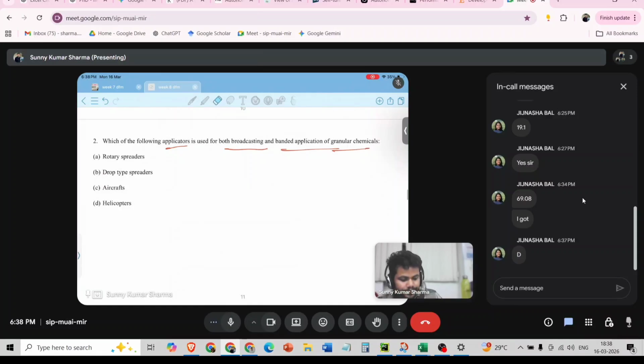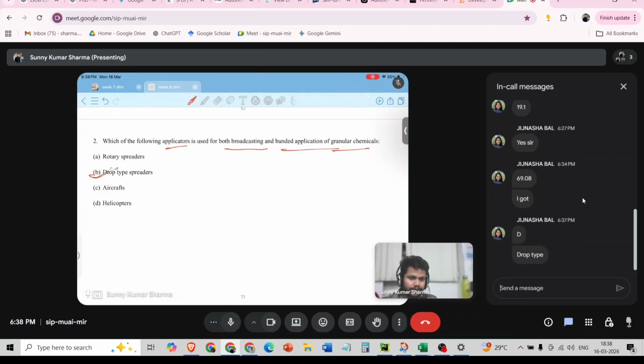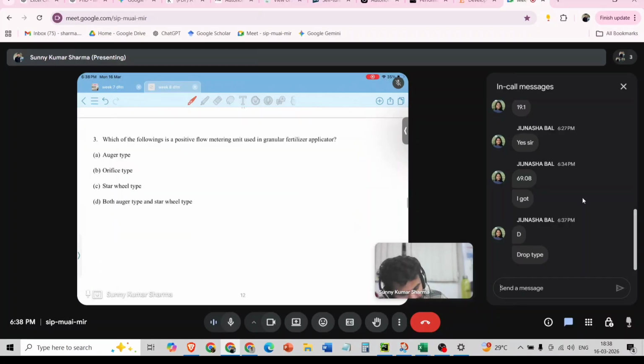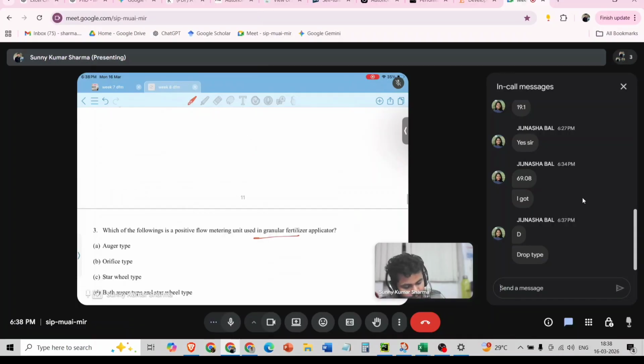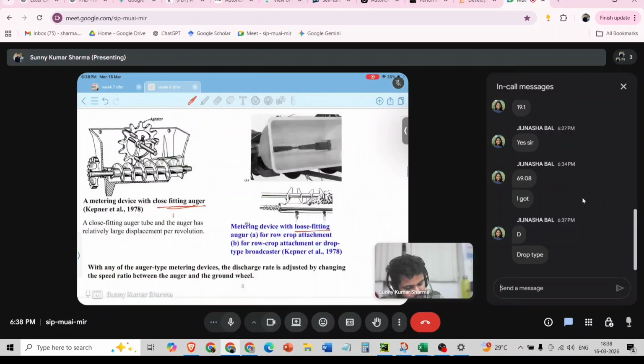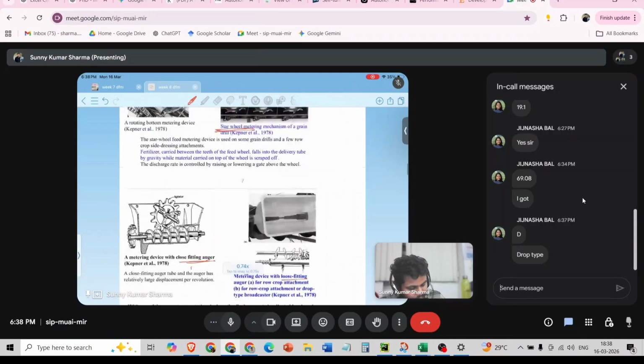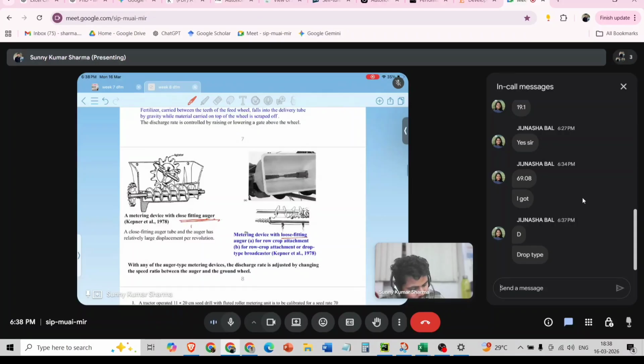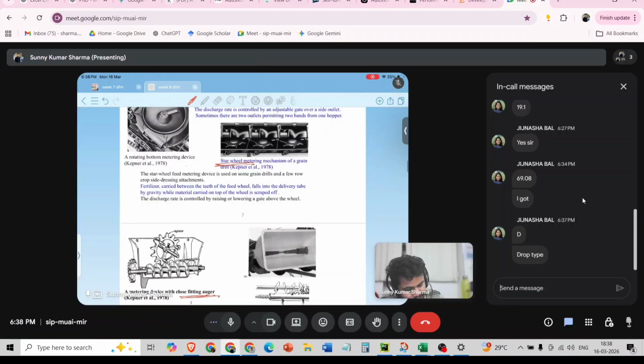It will be drop type spreader. Option B. Okay. So next question is, which of the following is a positive flow metering unit used in granular fertilizer applicator? So what all things we have discussed? Auger type and star wheel were the two mechanisms for positive flow metering unit. This was the auger one and this was the star wheel mechanism.